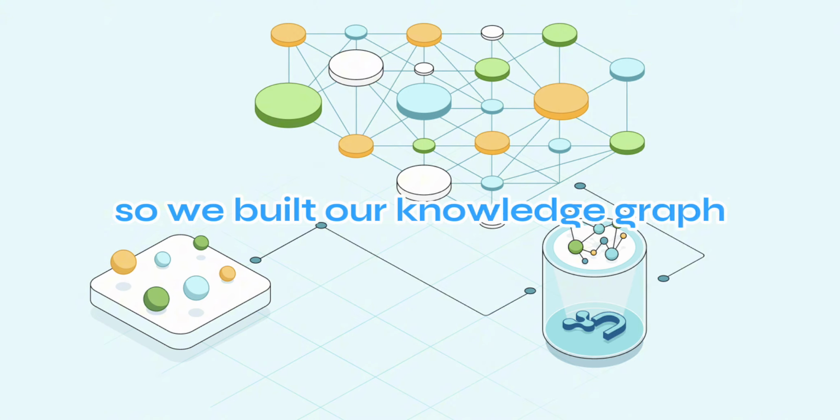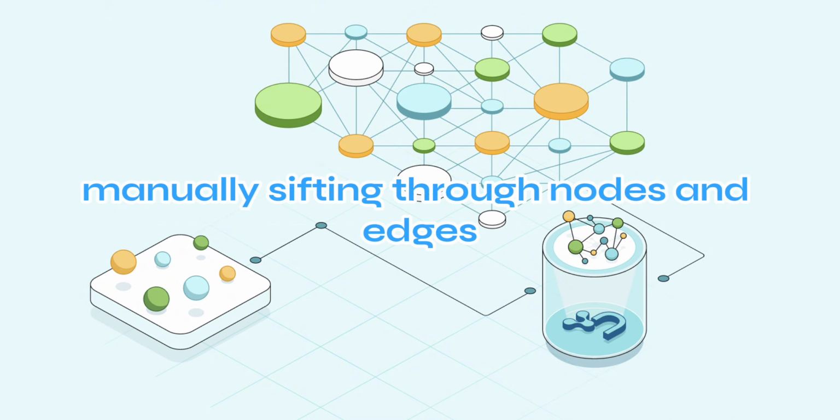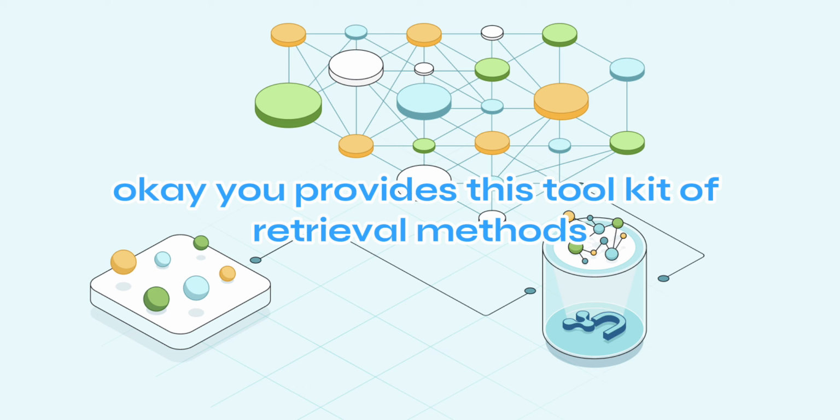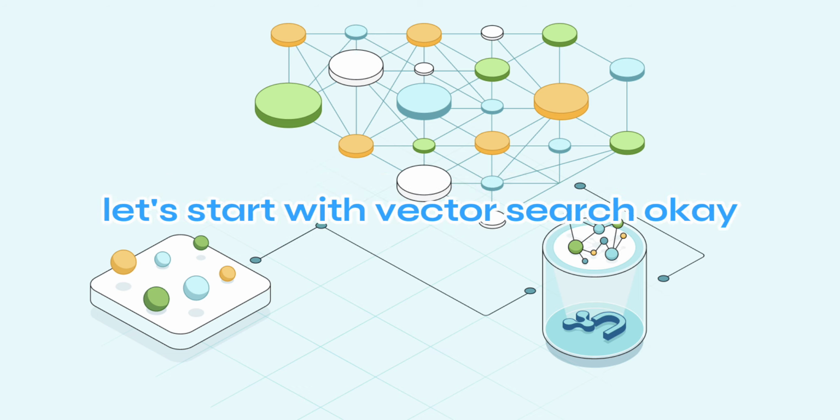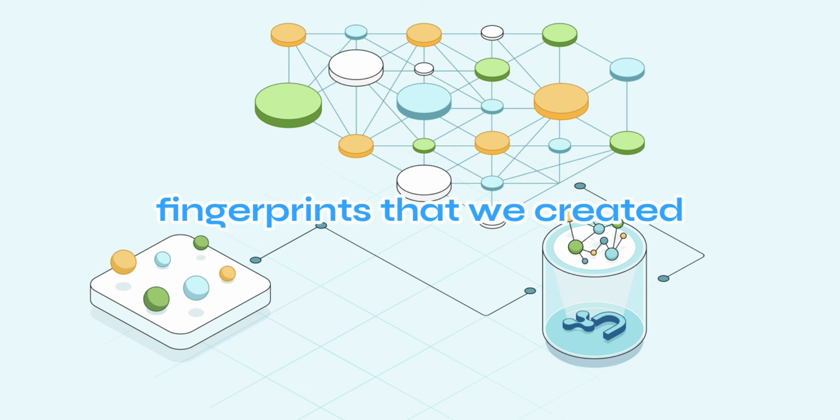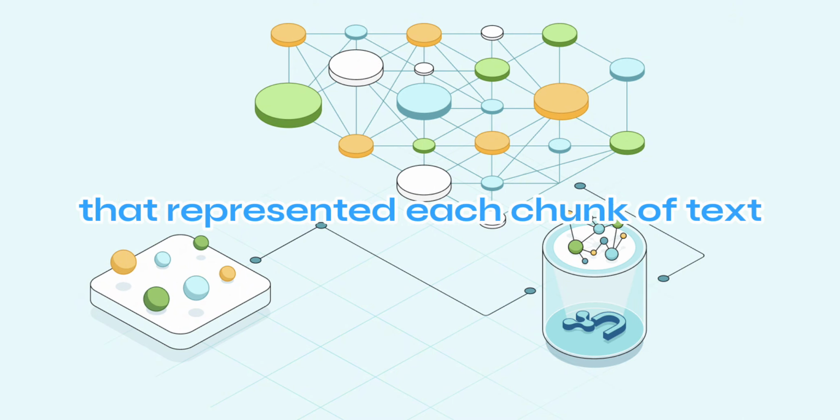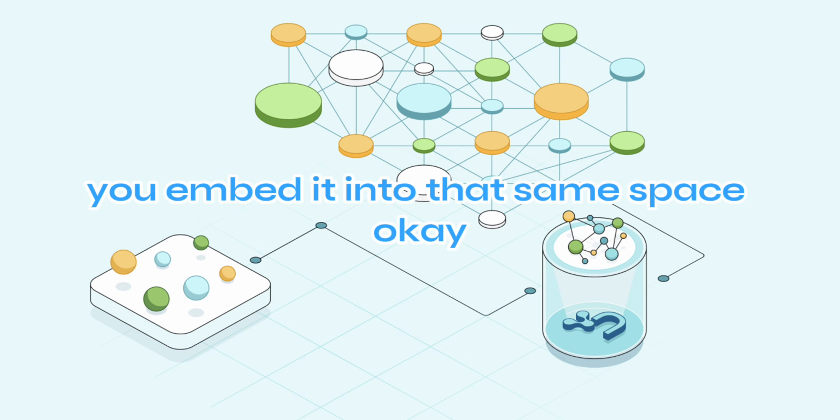Incredible. So we built our knowledge graph, but how do we actually use it? We're not going to be manually sifting through nodes and edges, are we? No, that's where the Neo4j GraphQL Python truly shines. It provides a toolkit of retrieval methods, each one suited for different tasks. Let's start with vector search. Does this have anything to do with those fingerprints that we created? You bet. Remember those unique points in space that represented each chunk of text? With vector search, you take a new piece of text, say a user's question, and you embed it into that same space.